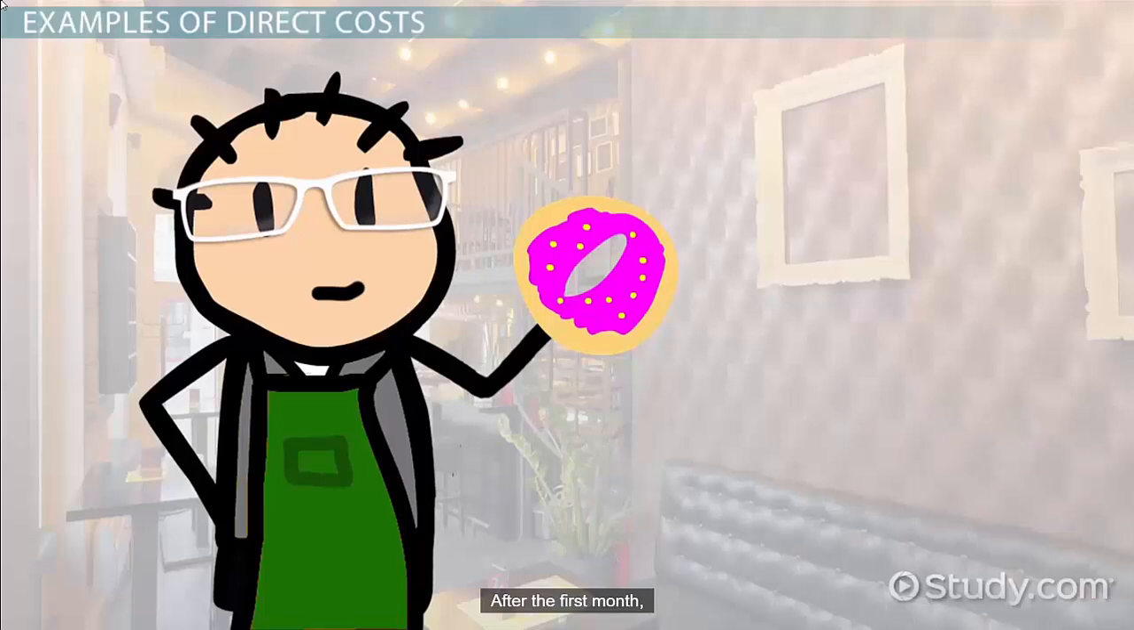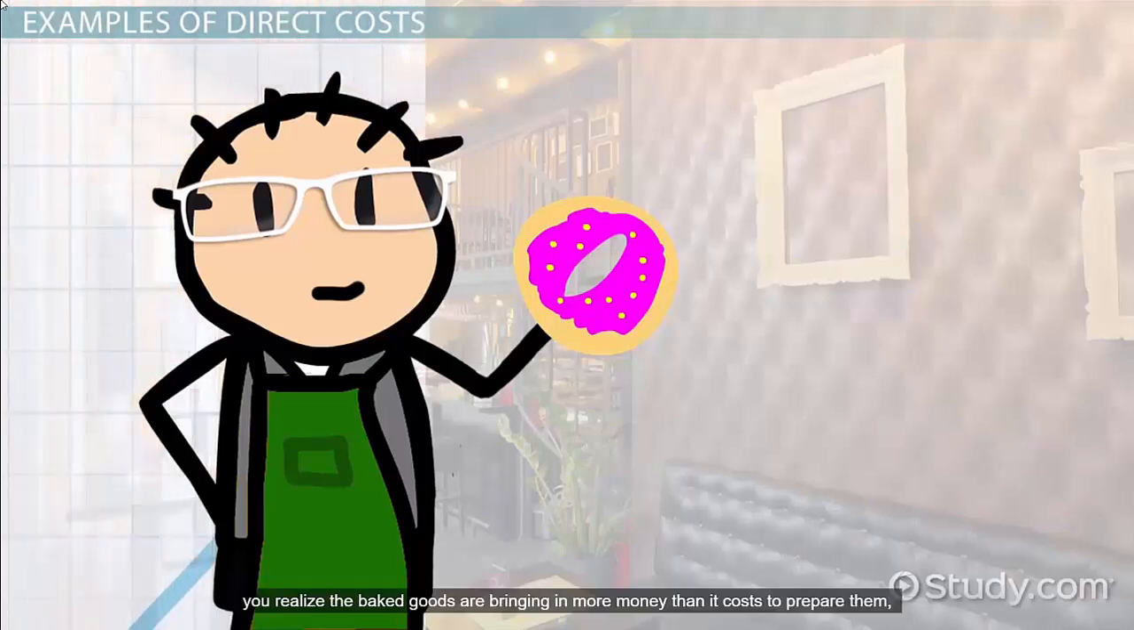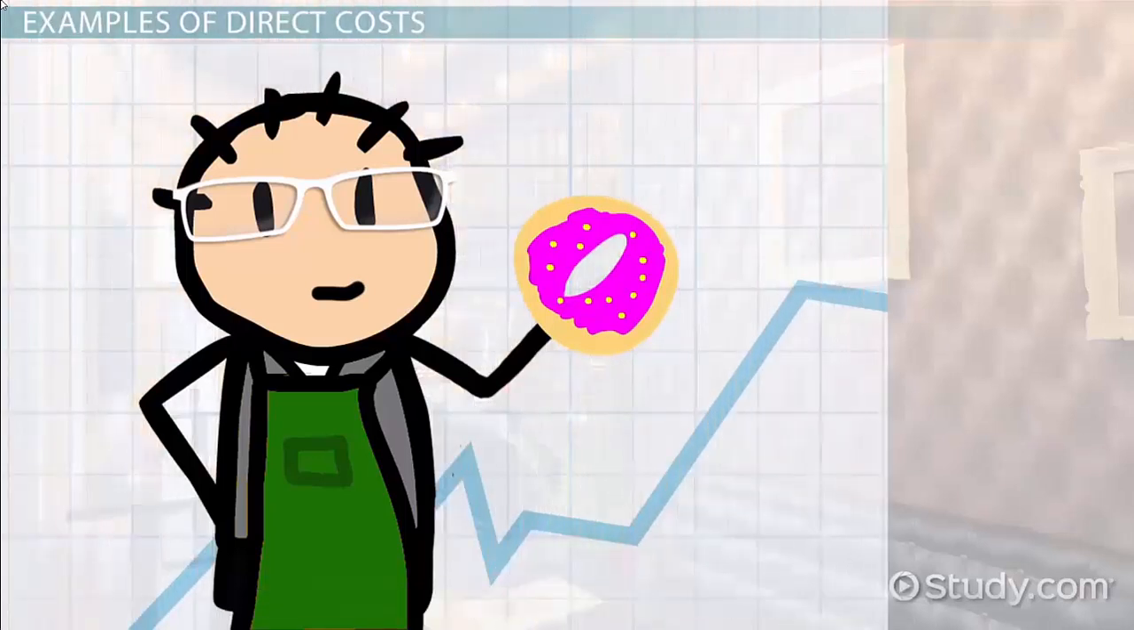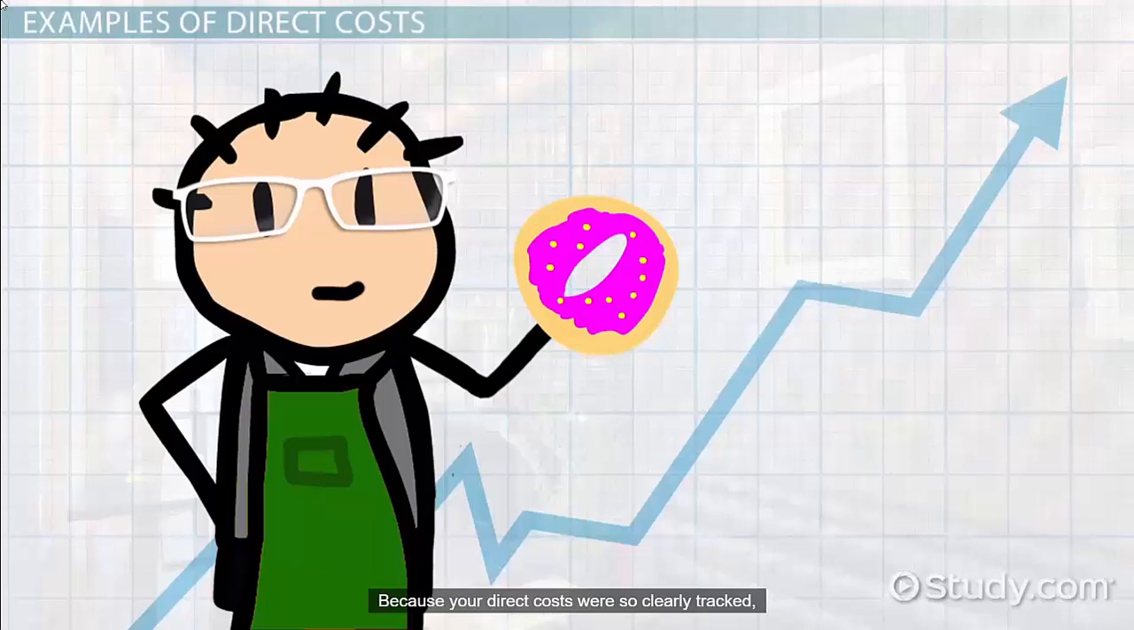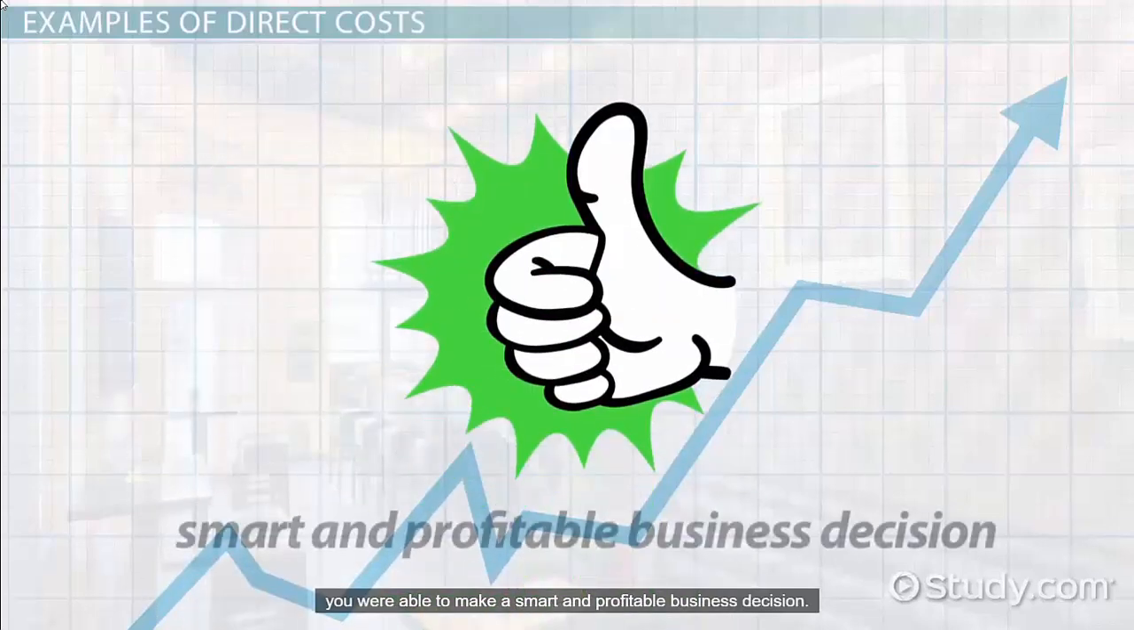After the first month, you realize the baked goods are bringing in more money than it costs to prepare them, and you feel the demand will grow as people become more aware of what you're offering. Because your direct costs were so clearly tracked, you were able to make a smart and profitable business decision.